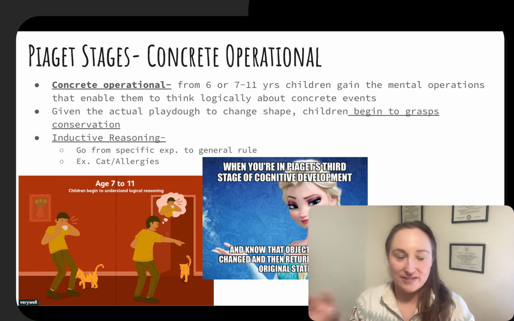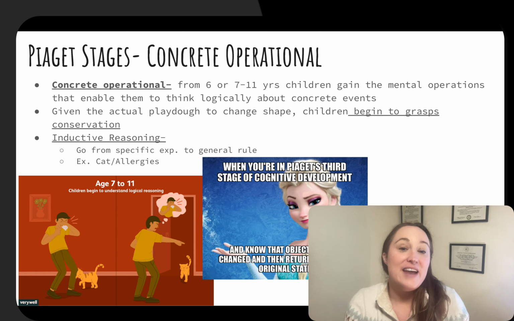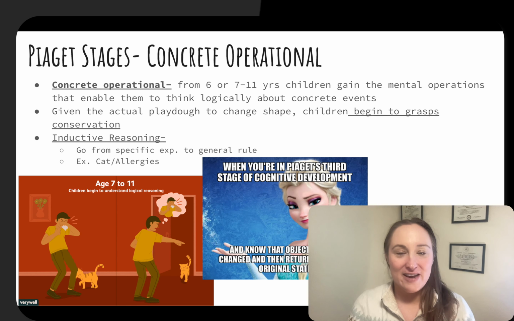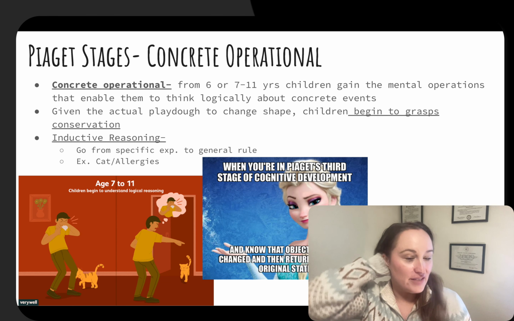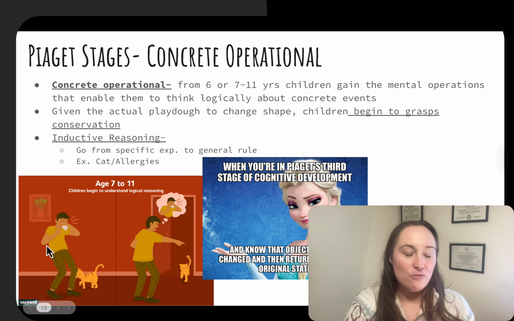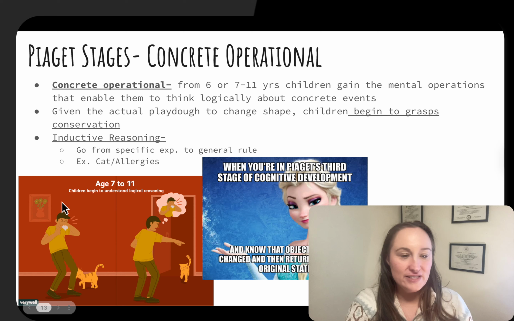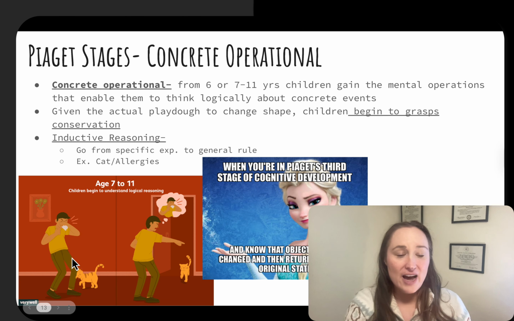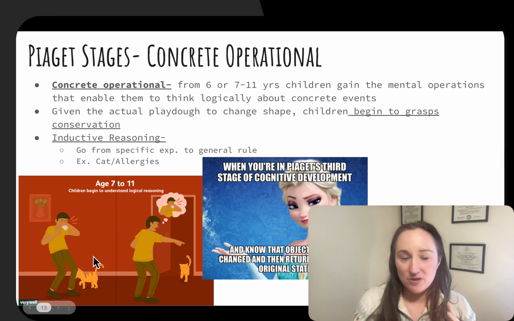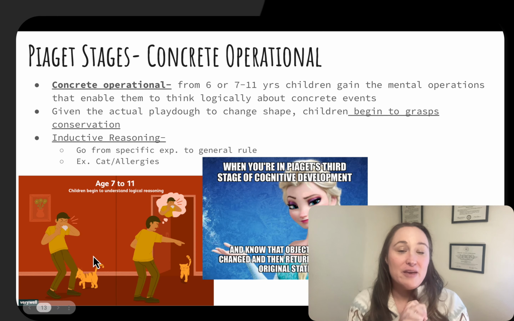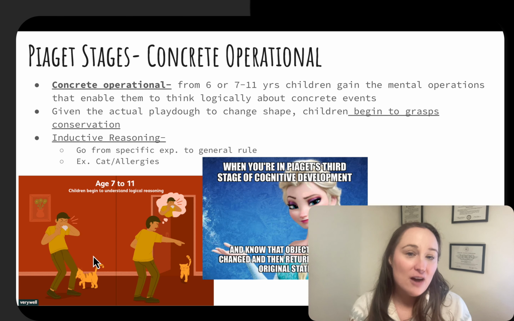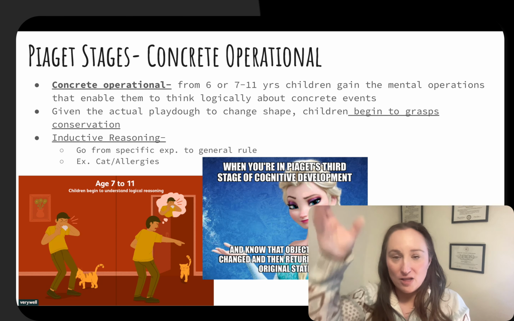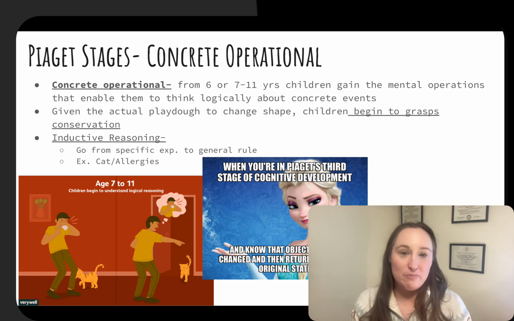Next stage, concrete operational. Now kids can think logically. They can make reasonable deductions. They can think in an inductive way. So for example, we're reacting to this cat where our nose is getting itchy, we're sneezing, our skin is itchy. Oh, here's a specific event. I can generalize that to say, I think I'm allergic to cats, right? They begin here. This is where they grasp the law of conservation. Oh, the taller one has the same amount. You just changed the shape of it.